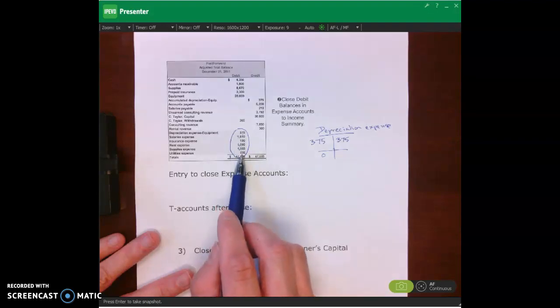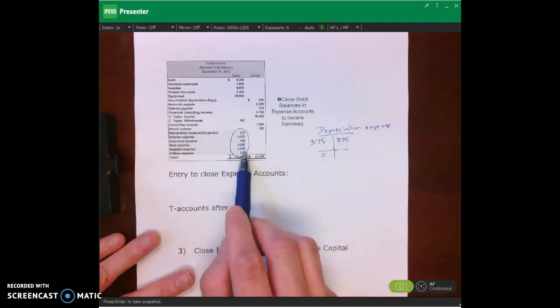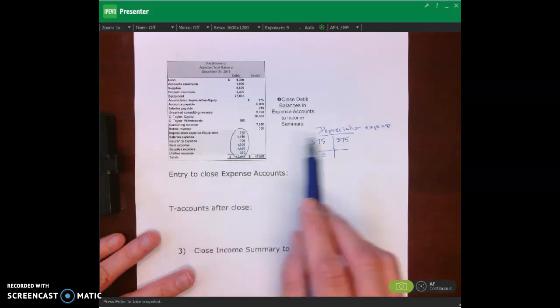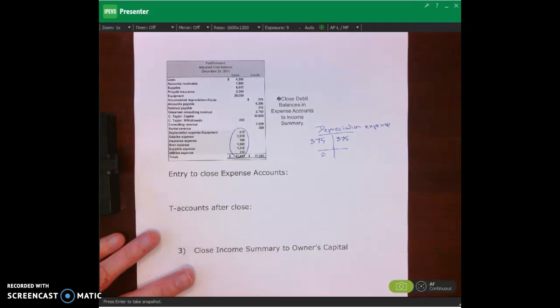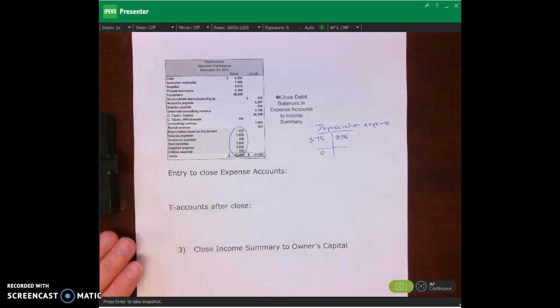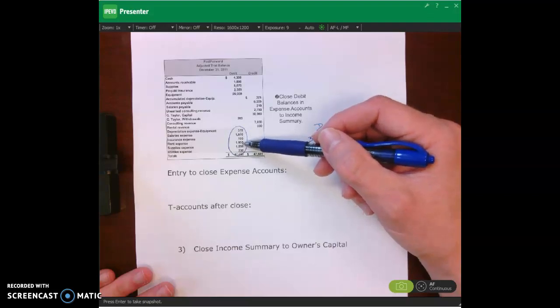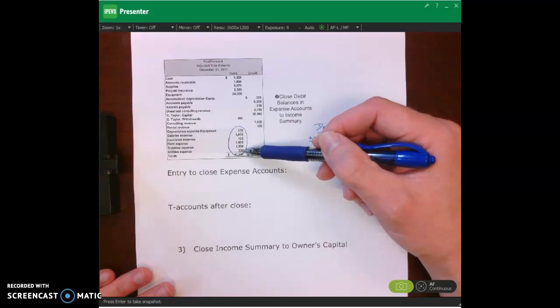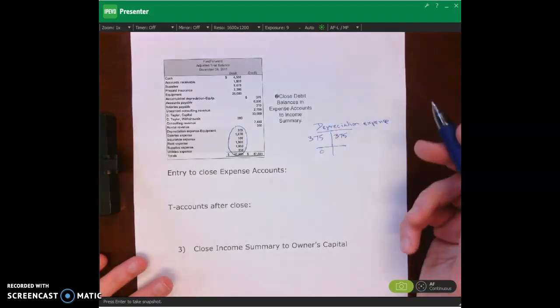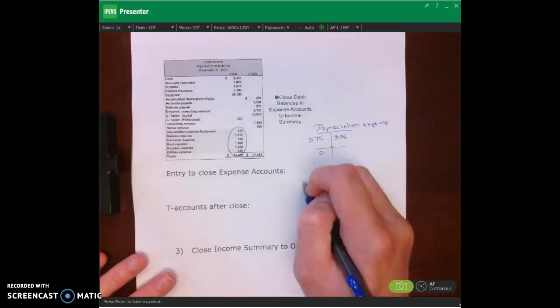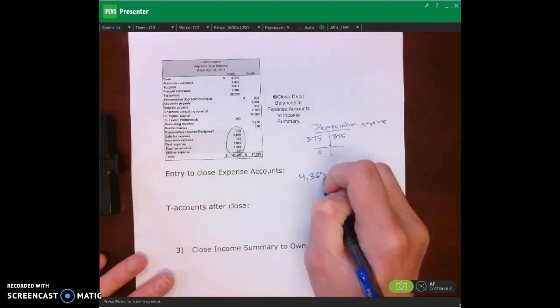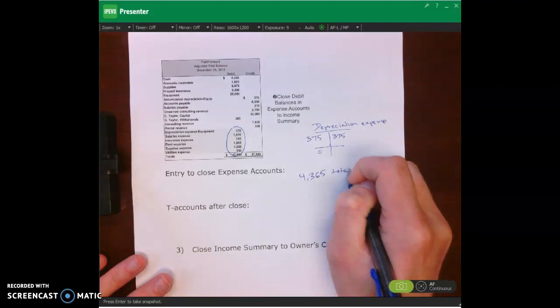All these have debit balances, and I will credit each one of these accounts. Okay? And then I will move it to income summary. So let's look at the journal entry. What I'm going to do is add the $375 for depreciation plus the $1,610 salaries plus the $100 insurance, $1,000 rent, $1,050 supplies, $230 utilities. If I add all those up, what I get is $4,365. That's my total expenses.